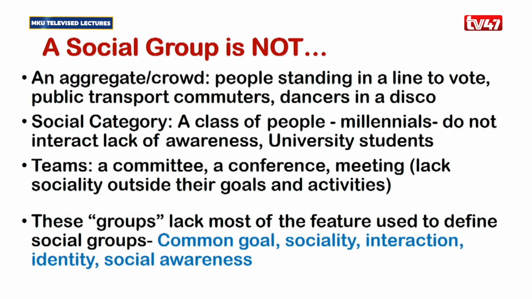Now, from our discussion, what is not a social group? Sometimes we have people getting together and they don't meet the definition of what we have been looking at to define a social group. For instance, an aggregate or a crowd of people standing in a line to vote does not qualify to be a social group, because there are many things that define a social group. People who are standing in a line to vote are not interacting. They don't depend on one another.